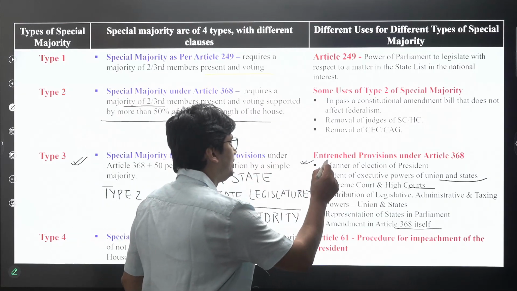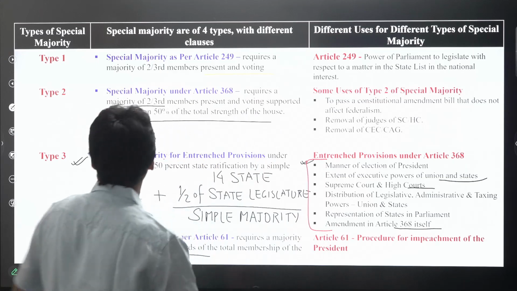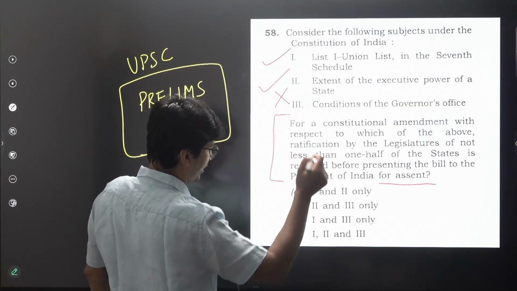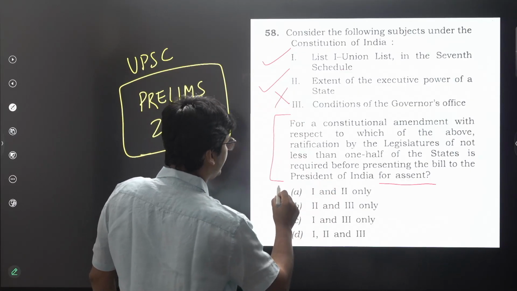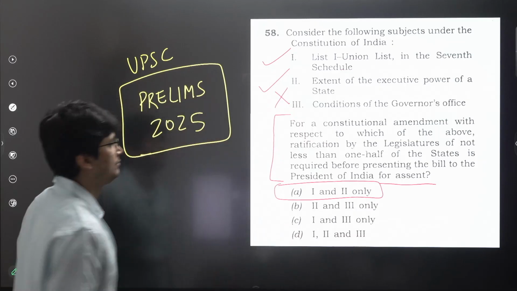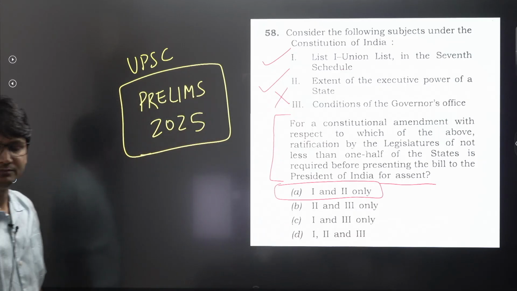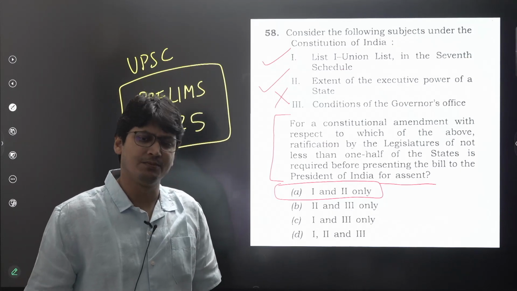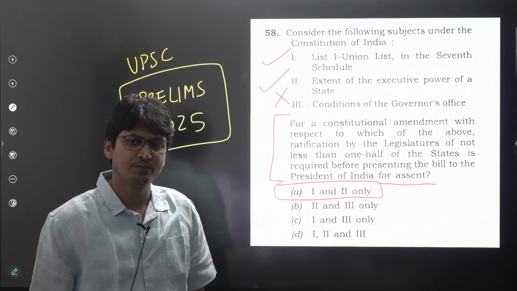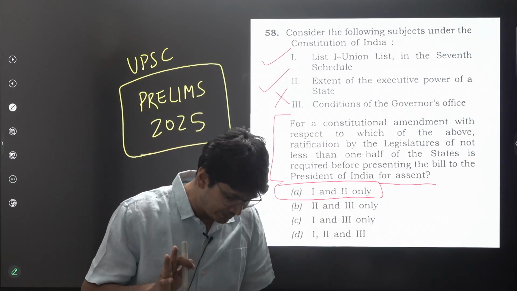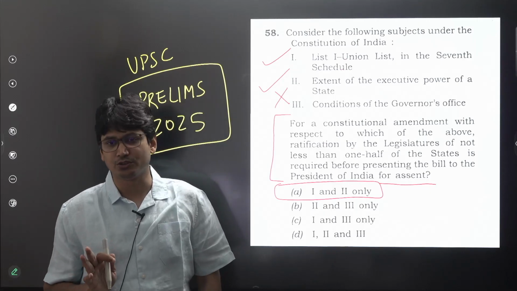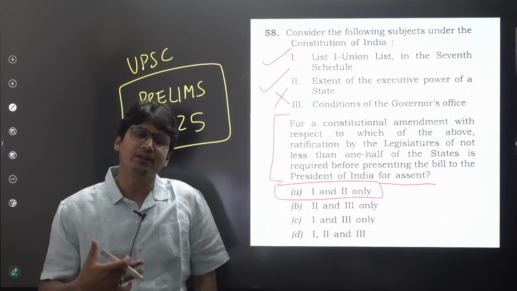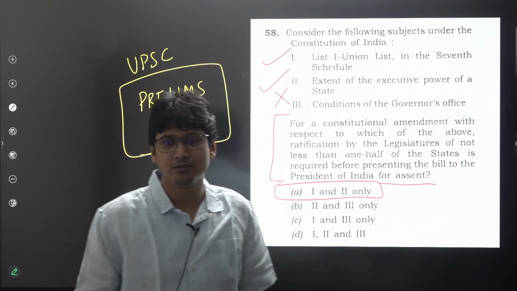Nowhere here is there any mention of the governor. So very easily, if you remember, you can cross this. So what are the options left? 1 and 2. Which one is it? A. Tell me, was this question really that difficult? See, if you are really serious about UPSC, this is not a difficult question. Honestly, it's not difficult, but obviously you have to know the concepts.